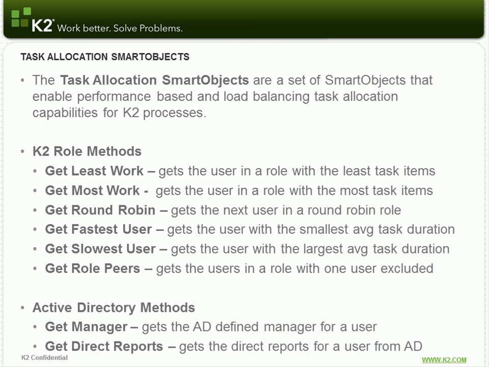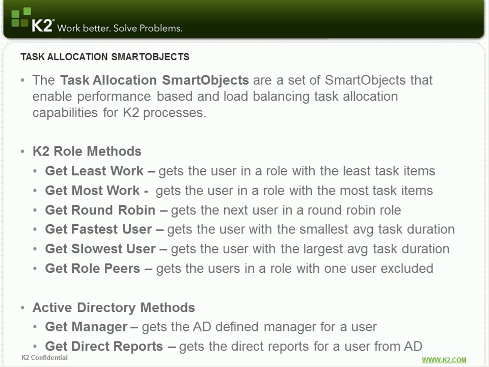You can also use some of the methods that rely on the reporting information to determine how fast or slow a user actions their tasks and be able to get a particular user from a role that has the smallest average task duration or the largest average task duration. There's also a capability to say, given a role and a particular user in that role, give me the rest of the users from that role for kind of a peer review type scenario.